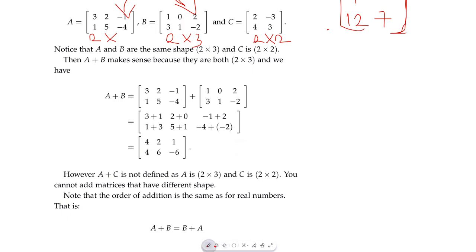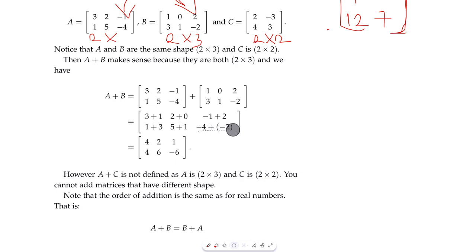So we have the next one there. We've been able to do this. This is 4, this is 2, this is 1, then this is 4 too, because 1 plus 3 is also 4. This is 5 plus 1 is 6, minus 4.